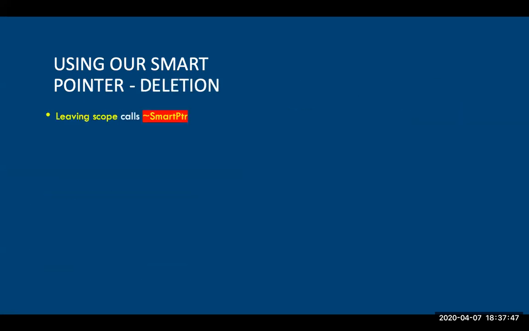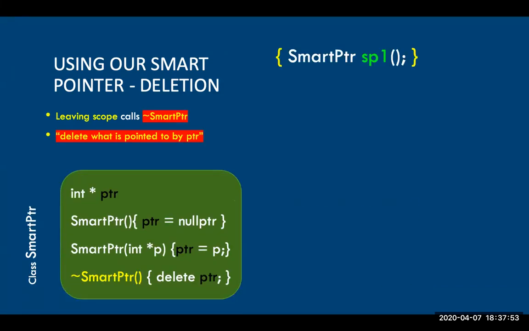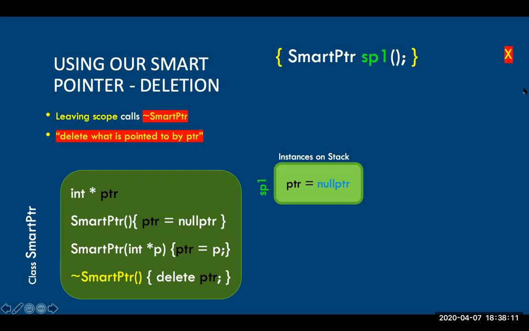So let's look at what happens with deletion if we do our destructor correctly. Here's our class again. Smart pointer sp1, that's a null pointer. It's going to come into scope on the stack, and then it's going to go out of scope after that closing brace. So it comes into scope as a null pointer on the stack, and then it goes out of scope by virtue of the braces. The destructor, if it had any memory, would delete whatever memory we'd passed in. But since it's null, there's nothing on the heap.